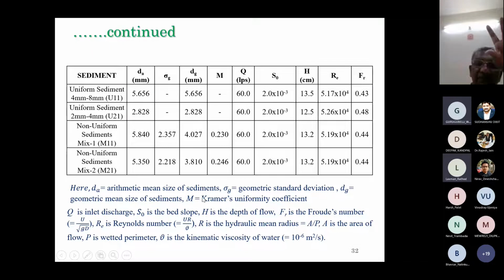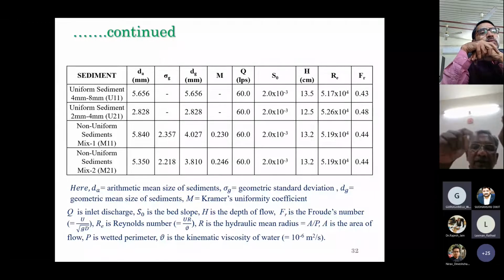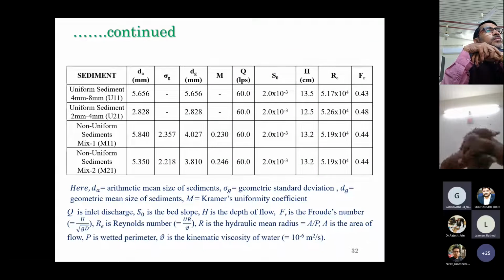How do you obtain the Kramer's uniformity coefficient? First of all, you have to take the sample, carry out the sieve size analysis, and after the sieve size analysis, you have to obtain the value of M from percentage finer. So you have 0 to 50. You have to take di delta pi for 0 to 50 in the numerator. So multiplication of di delta pi from 0 to 50, and then di delta pi from 50 to 100 in the denominator. Then you will get the Kramer's uniformity coefficient.